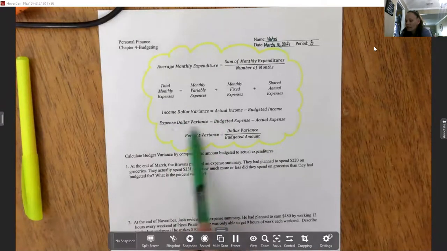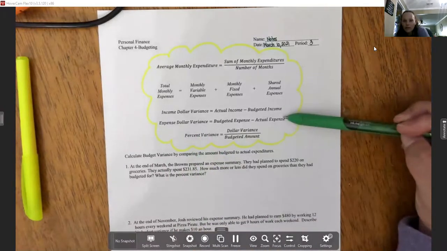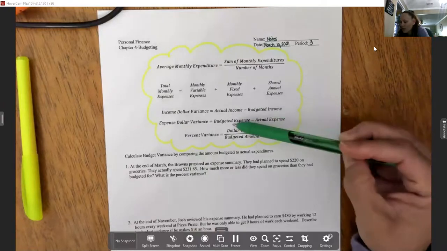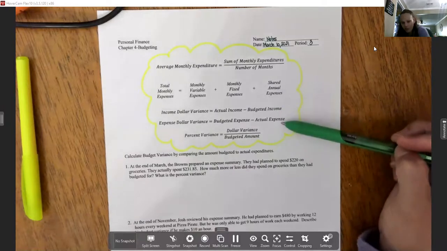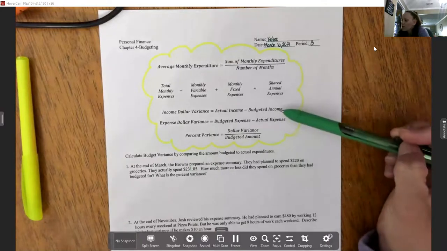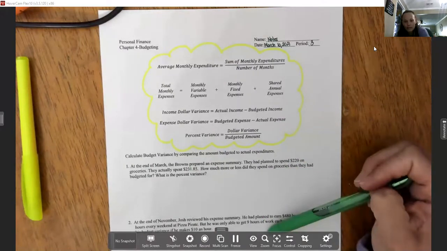Income dollar variance and expense dollar variance. I want you to notice that these are reversed: actual minus budgeted, and budgeted minus actual. I'm going to be honest, I don't remember which is which until I read the problem and put it into context. They work in opposite ways, and we'll see down here when we do these two examples.